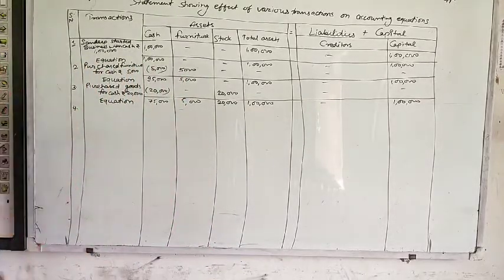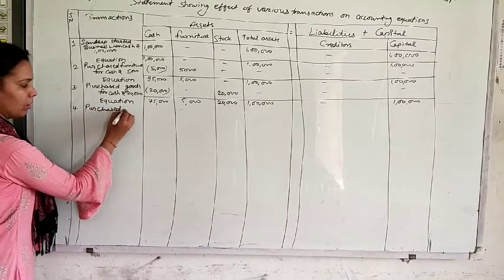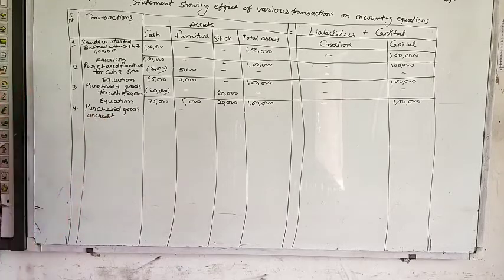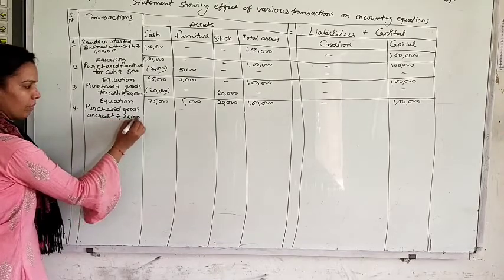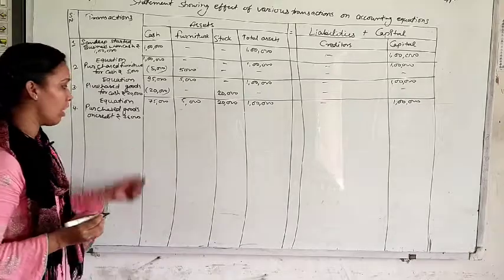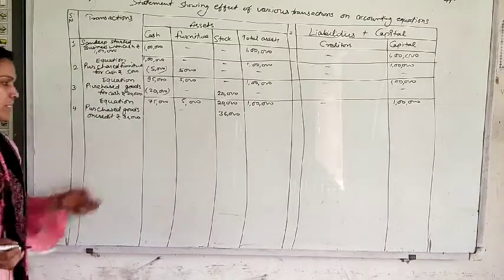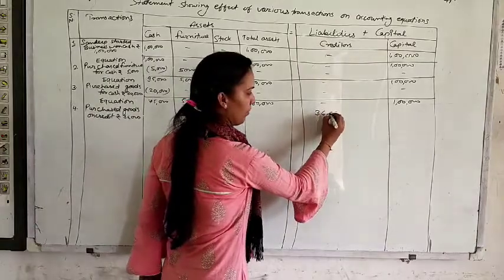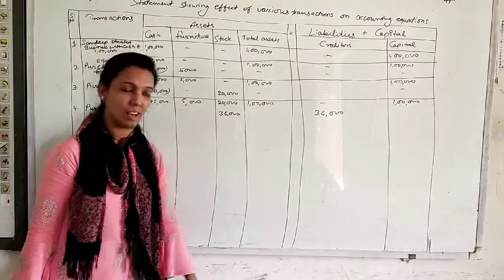Let's move on to the fourth transaction. Purchased goods on credit, rupees 36,000. You have purchased stock of rupees 36,000. It means your stock increased by 36,000. But this purchase is on credit. It means your creditors increased by 36,000. First account that is affected, stock account, and second account that is creditors account.